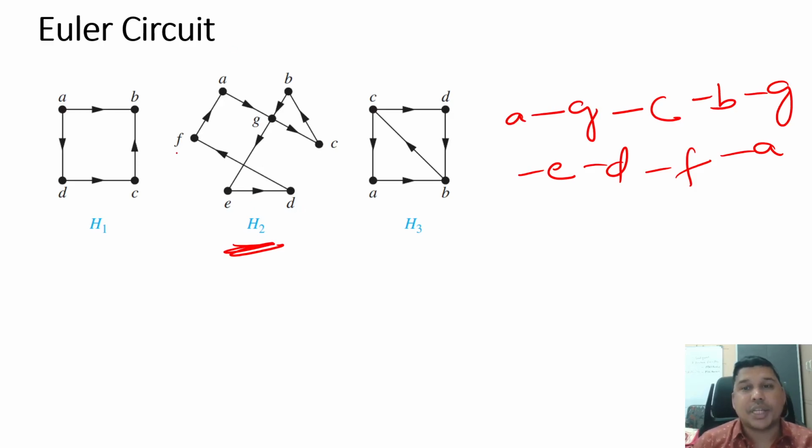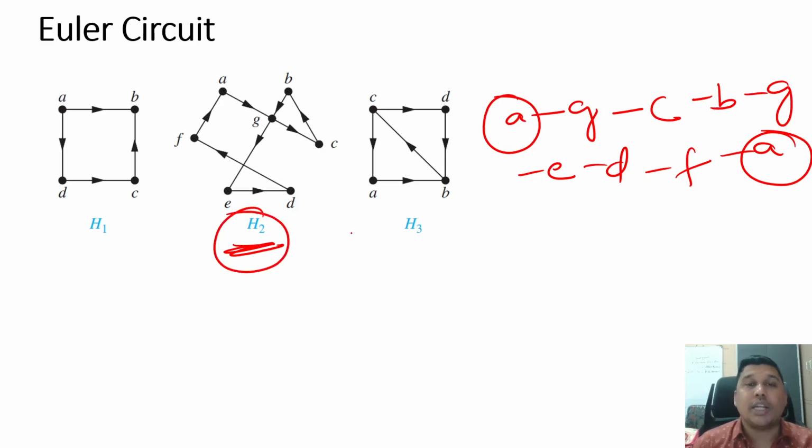Does this have a Euler circuit? Yes. Why? Wherever I started, I came back to the same point. So H2 graph is called Euler graph because it has both Euler circuit and Euler path. Okay. Next is H3.